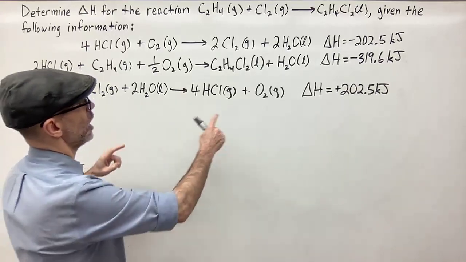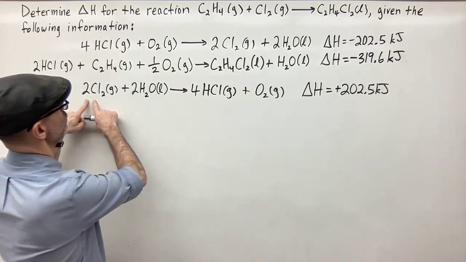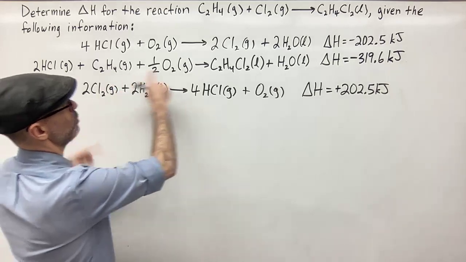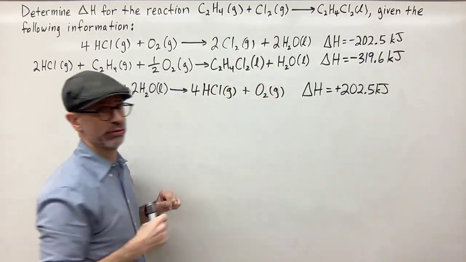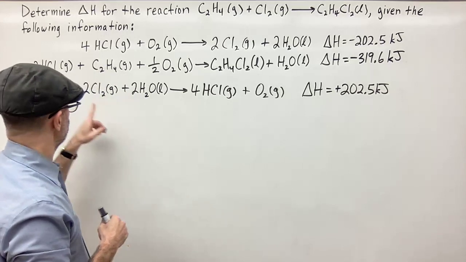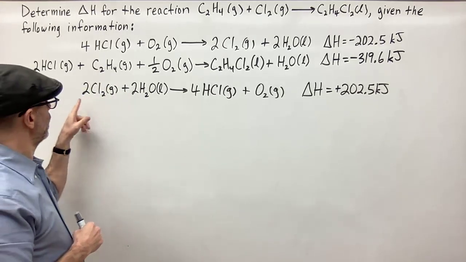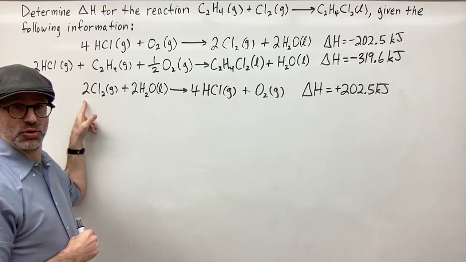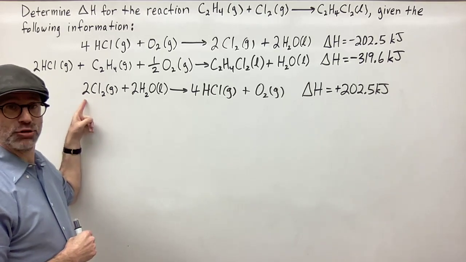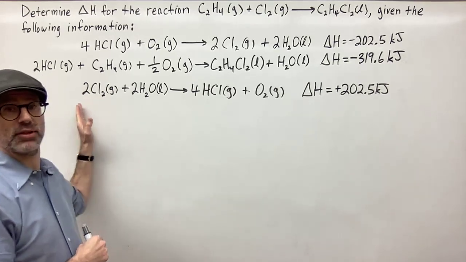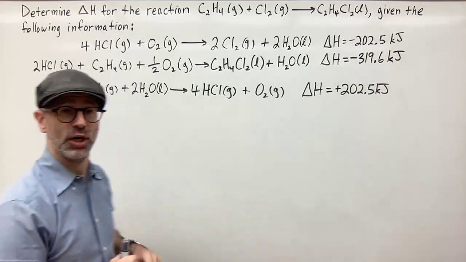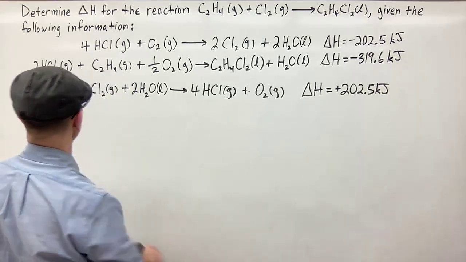Notice, let's see, the Cl2 here, we have 2 Cl2, but we only have 1 Cl2 there. So we need to get this to be a 1. And the only way we can get this to be a 1 is to divide by 2. But if we divide this by 2, we have to divide the whole equation by 2. So let's go ahead and divide the whole equation by 2.